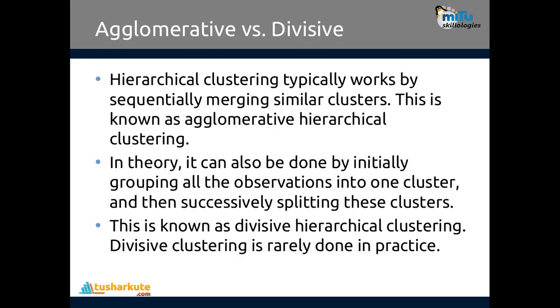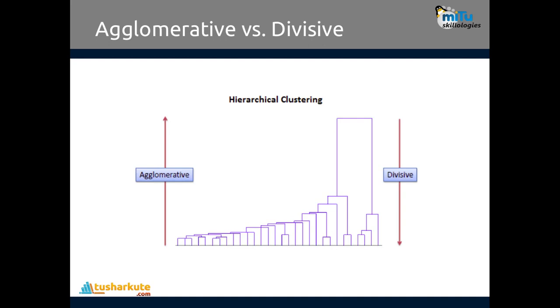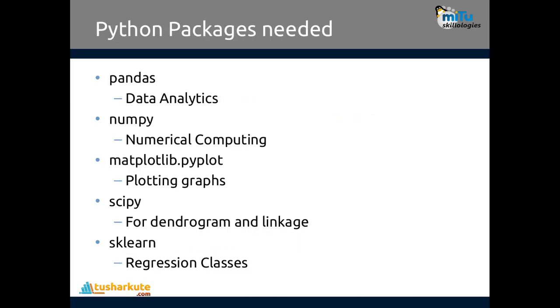This clustering we call agglomerative. Hierarchical clustering typically works by sequentially merging the similar clusters. This is known as agglomerative clustering. In theory, it can also be done by initially grouping all the observations into one cluster and then successively splitting these clusters. This is known as divisive hierarchical clustering. Divisive clustering is rarely done in practice, remember. Now check how agglomerative clustering works and how divisive clustering works. Agglomerative works by combining, divisive works by separating. This is how the clustering technique works.